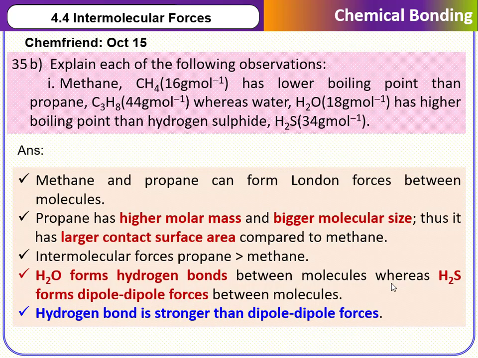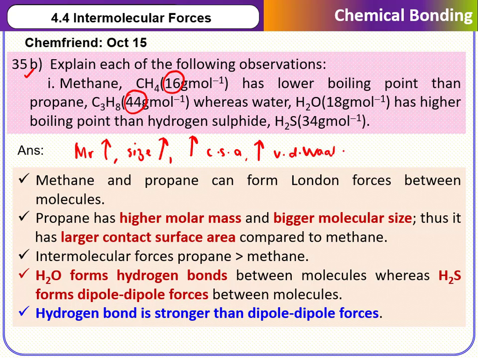Let's have a question from Camfran, question number 35B. You are given methane. The molar mass of methane is 16 gram per mole, while propane is 44. Since the molar mass of propane is higher, propane must have a bigger size with bigger contact surface area, and stronger van der Waals forces between their molecules. So between their molecules, wajib tulis. Ingat, between their molecules, wajib tulis.